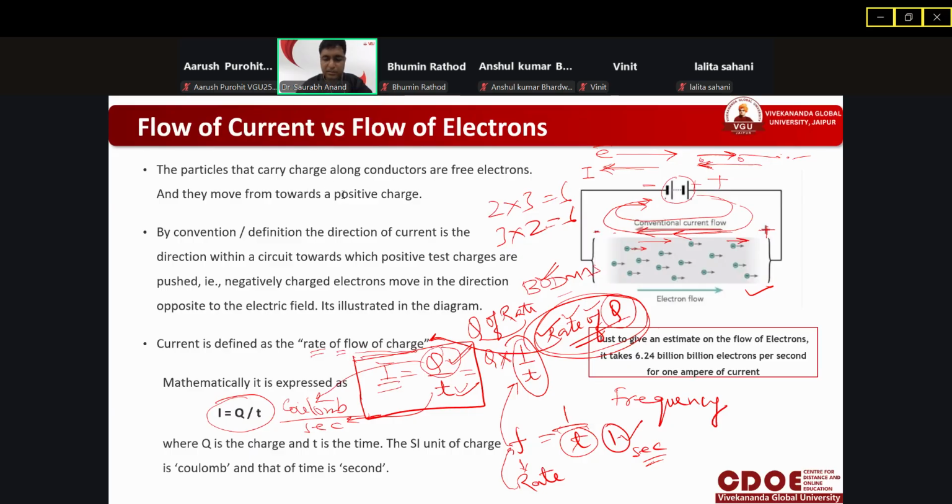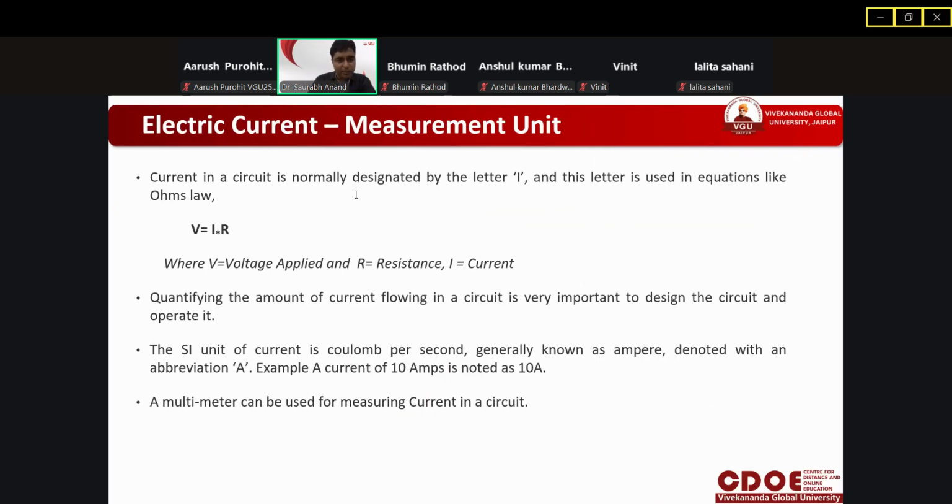Clear? But we use another unit that is known as ampere. Ampere name is given after the scientist, right? So in place of coulomb per second, we use ampere as the unit of current. In short, we write A, right? Suppose I am saying 2 amperes, so 2A. Clear? So this is the unit, ampere. We will not use coulomb per second. We use the unit ampere for current. Clear?